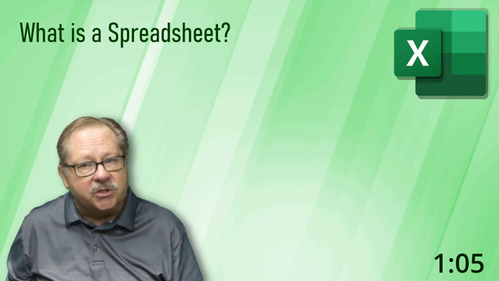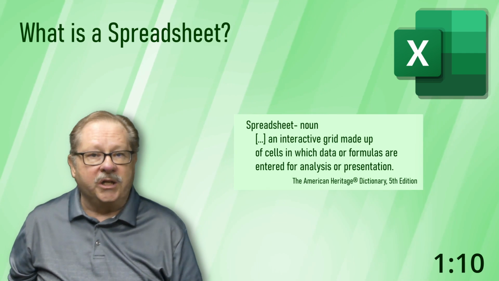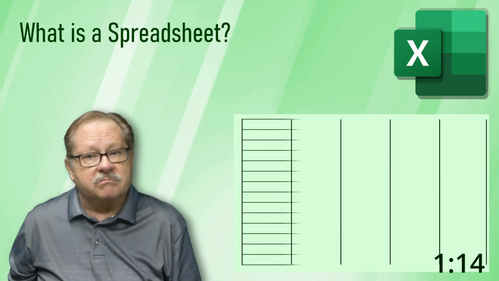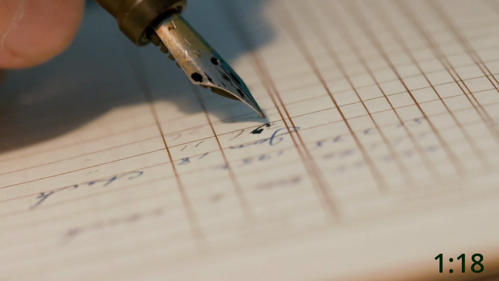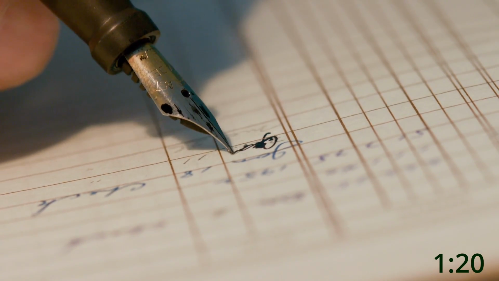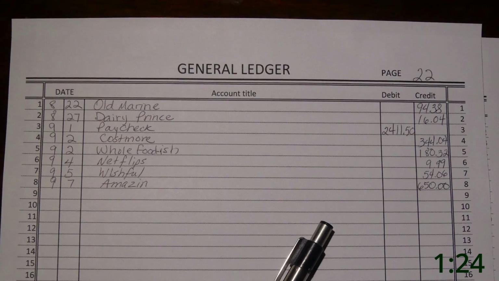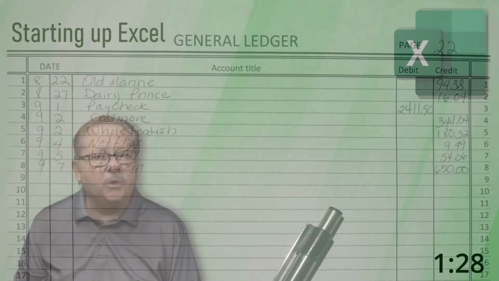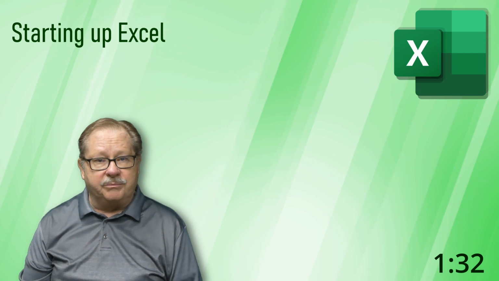Okay, so what is a spreadsheet? It's a grid made up of cells where each cell can hold data. It has multiple columns and rows. Accountants and bookkeepers have used paper spreadsheets for centuries to keep track of money. This is an old ledger that used to keep track of monthly sales for a period of time. Today, we're going to use Excel to transcribe that type of information onto the computer.